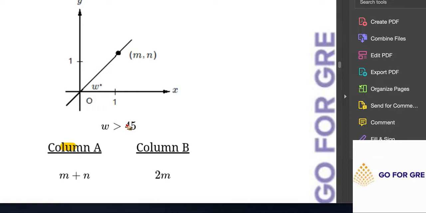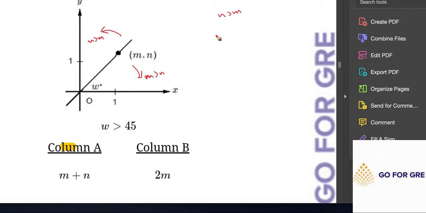Again here it is mentioned that m is greater than 45. So m is greater than 45, it means this line is moving upward. If it moved toward this side, m would be greater than n, but it's telling us 45, so it will move upward, so n is greater than m. Okay, now we know n is greater than m.